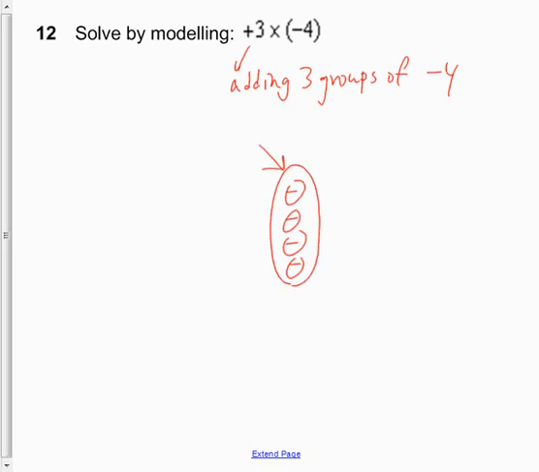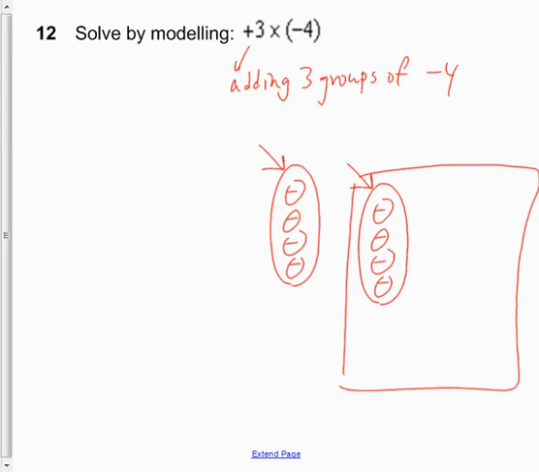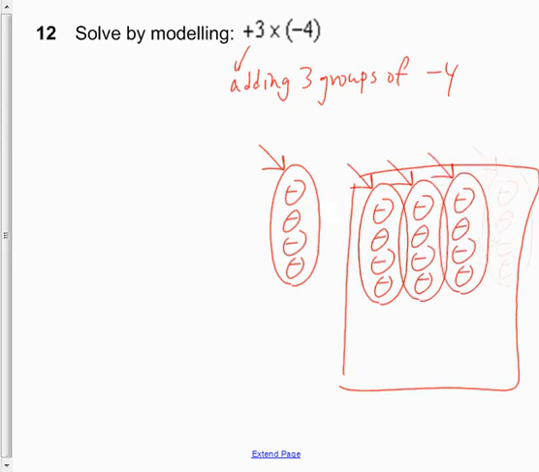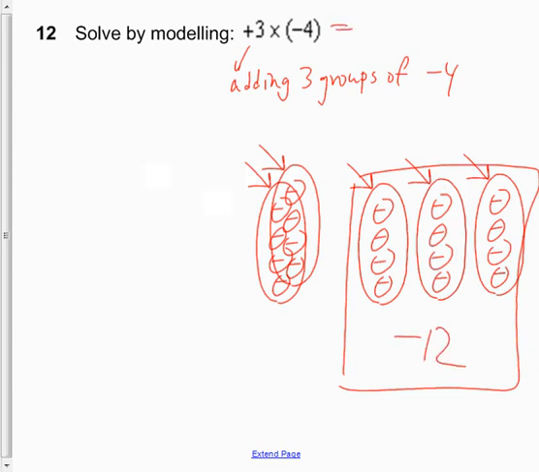and put that little arrow there, if I was to create a little space here where I could put adding 3 groups of negative 4, I'll infinite clone this. There's 1 group, there's 2 groups, there's 3 groups, there's 4 groups of negative 4. Adding 3 groups of negative 4, not 4 groups, 3 groups. Adding 3 groups of negative 4 results in 12 negatives. So the product of positive 3 and negative 4 is negative 12.